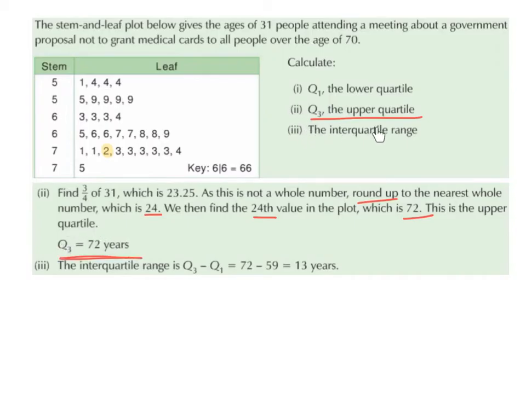Part 3 asks us to find the interquartile range. The interquartile range is just going to be Q3 minus Q1, so the upper quartile minus the lower quartile. So it's going to be 72 minus 59, which is 13. So the interquartile range is 13 years.